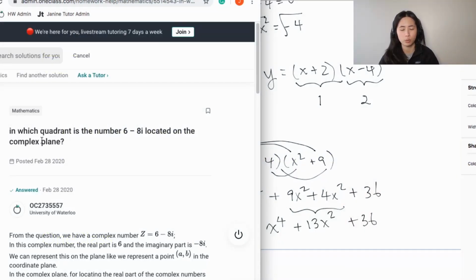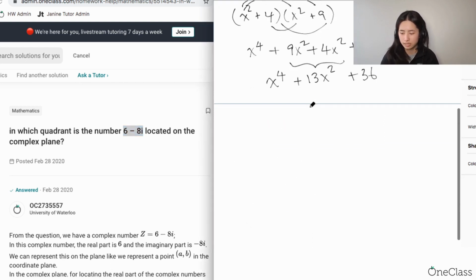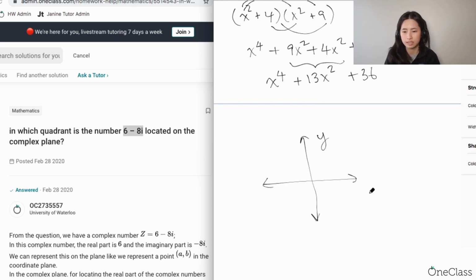The question is: in which quadrant is the number 6 minus 8i located on the complex plane? I know this may sound really overwhelming just by looking at the question, but honestly, if you remember your coordinates, let's take a look at your x and y axis. This is your y-axis and this is your x-axis, right?